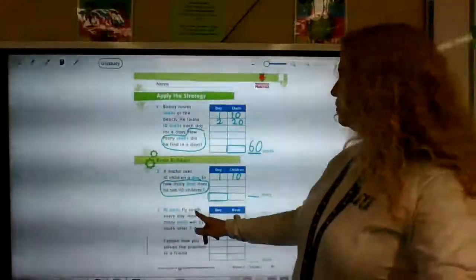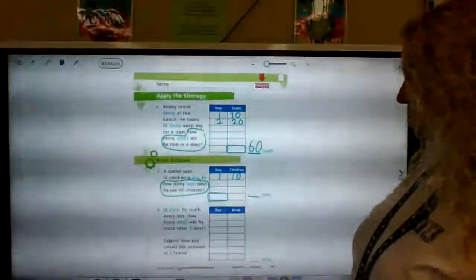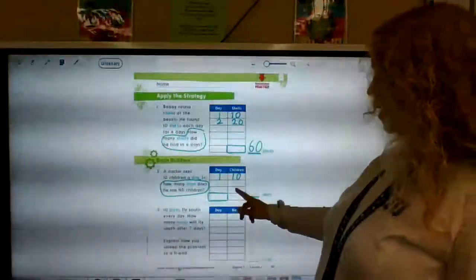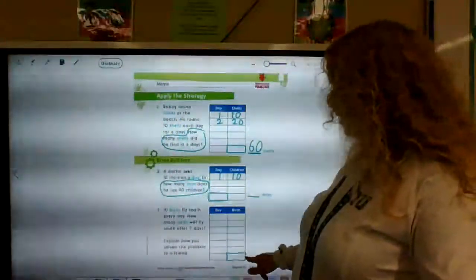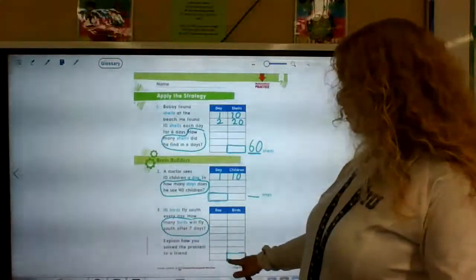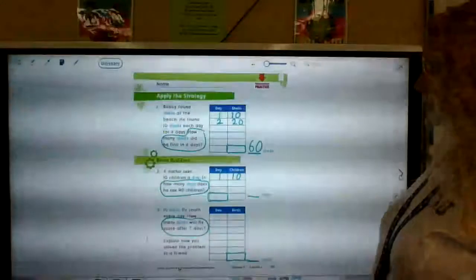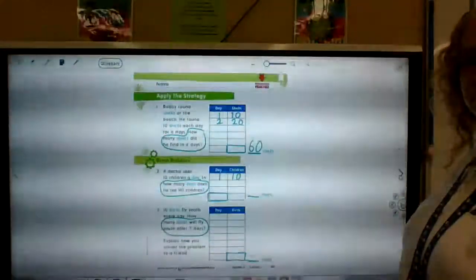Okay, 10 birds fly south every day. How many birds will fly south after 7 days? Okay, so you're going to write your chart, write your table. And how many birds is what you have to find out. How many birds after 7 days? So this will be your answer. Right there. Okay, pause me and do it. And then turn it to the back.